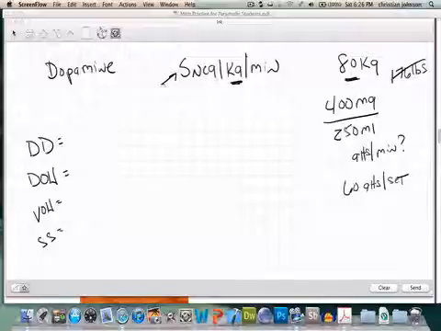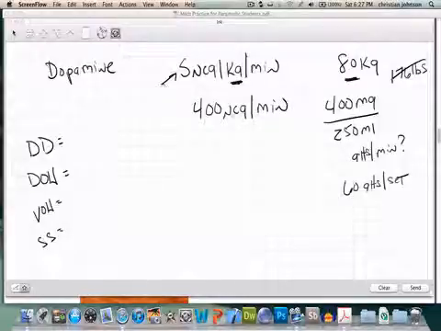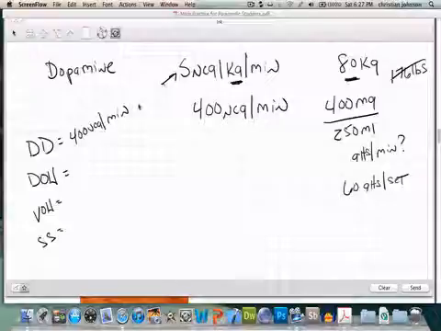So if I have to give 5 mics per kilogram per minute, I just take my 5 times my weight. 5 times 80 equals 400 mics per minute. That now becomes my desired dose, 400 mics a minute. My dose on hand is 400 milligrams in 250 mL. So my volume on hand now is 250 mLs.